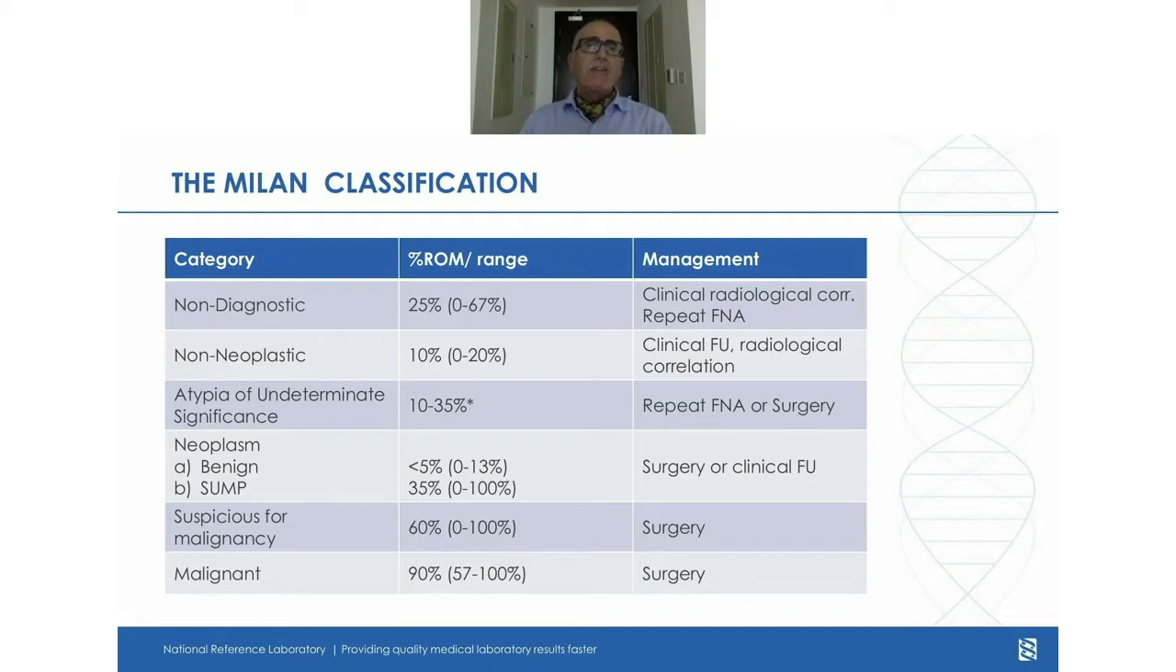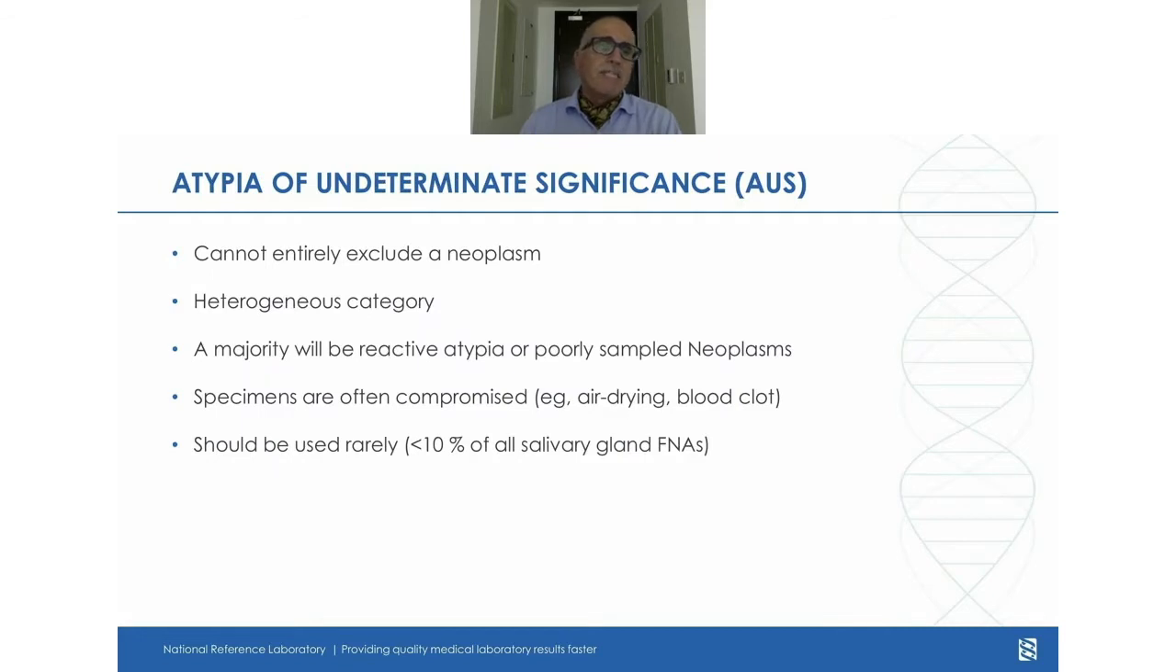So again, there is a gray area. The gray area are predominantly the atypia of undetermined significance and the SUMP, the neoplasms of undetermined malignancy. These can be difficult to reproduce, but there are recommendations. For example, in the AUS, the authors of the Milan classification recommend to use it rarely, no more than 10% of all salivary gland FNAs. It cannot entirely exclude a neoplasm.